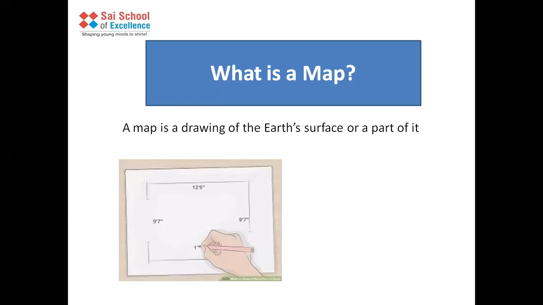So let's start the session with this question. What is a map? A map is a drawing of the earth's surface or a part of it on a flat surface such as a sheet of paper. But children, you cannot flatten out the earth's surface and show it accurately. So there are some errors in the shapes and sizes of land masses in maps. Maps can be drawn to show the whole world, a single continent, a country, a city, your neighborhood, and even your school. So they can be drawn in any size.